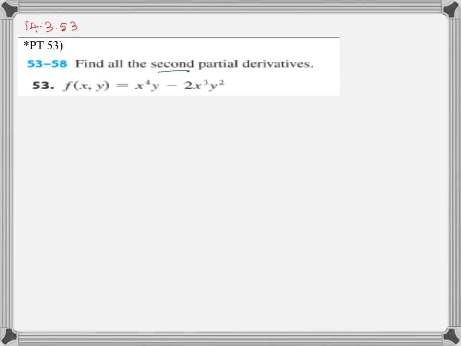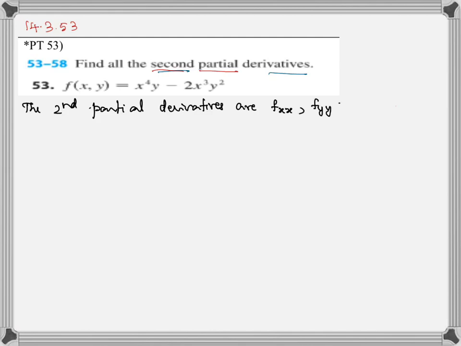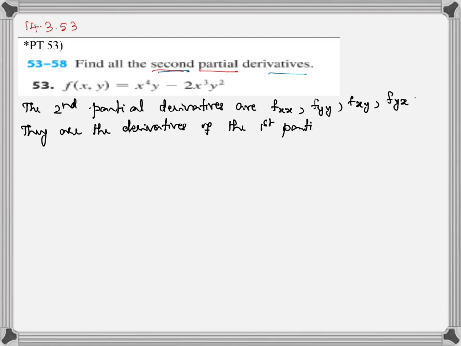So what we are going to get is the second partial derivatives. The second partial derivatives are f_xx, f_yy, f_xy, and f_yx. These are the second partial derivatives. They can also be called mixed partial derivatives. Now, the second partial derivatives are derivatives of the first partial derivatives.